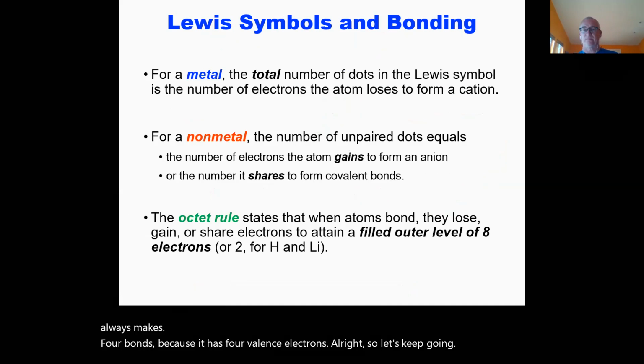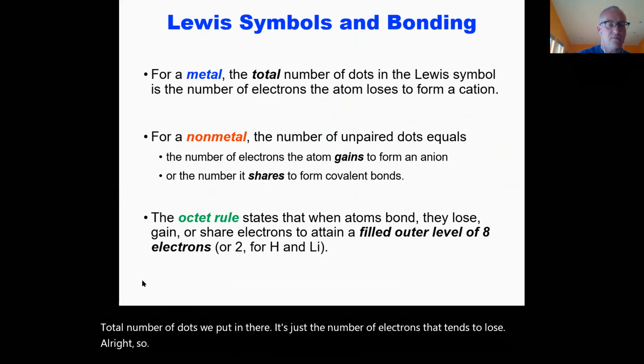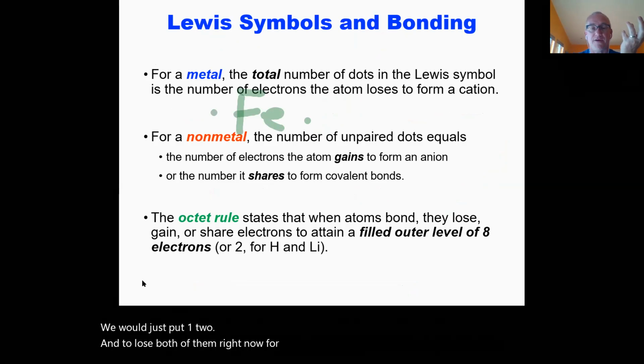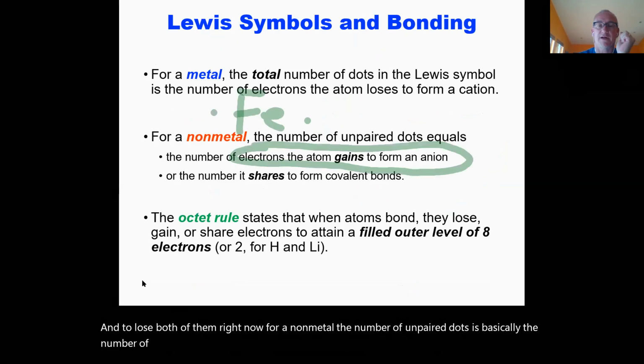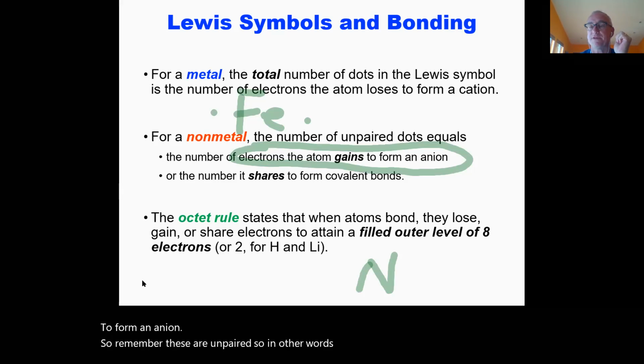So for a metal, the total number of dots we put in there is just the number of electrons that it tends to lose. All right, so for iron 2, we would just put 1, 2, and it's going to lose both of them, right? Now for a non-metal, the number of unpaired dots is basically the number of electrons that it's going to gain to form an anion. So remember, these are unpaired.